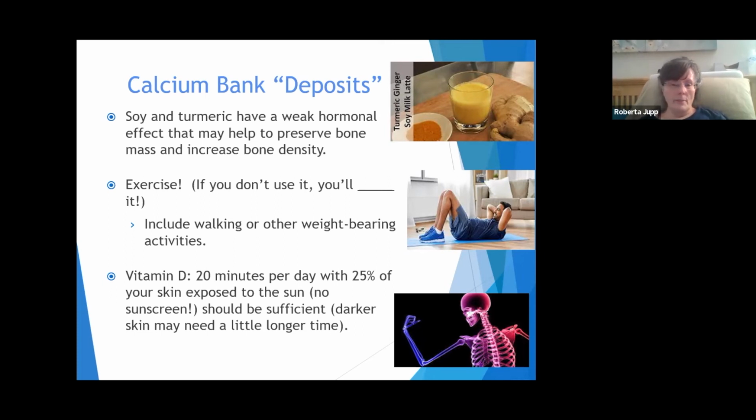Thank you, Miss Alice. Vitamin D, we need 20 minutes a day with 25% of our skin exposed to the sun. No sunscreen. That should be sufficient in the summer. In the winter, we need to get out more in the middle of the day and maybe get a little bit more sun than we need in the summer. There's one good rule of thumb, and that's if your shadow is longer than you, then the sun will not give you enough vitamin D. Your shadow has to be very short in order to get the benefit of the vitamin D.